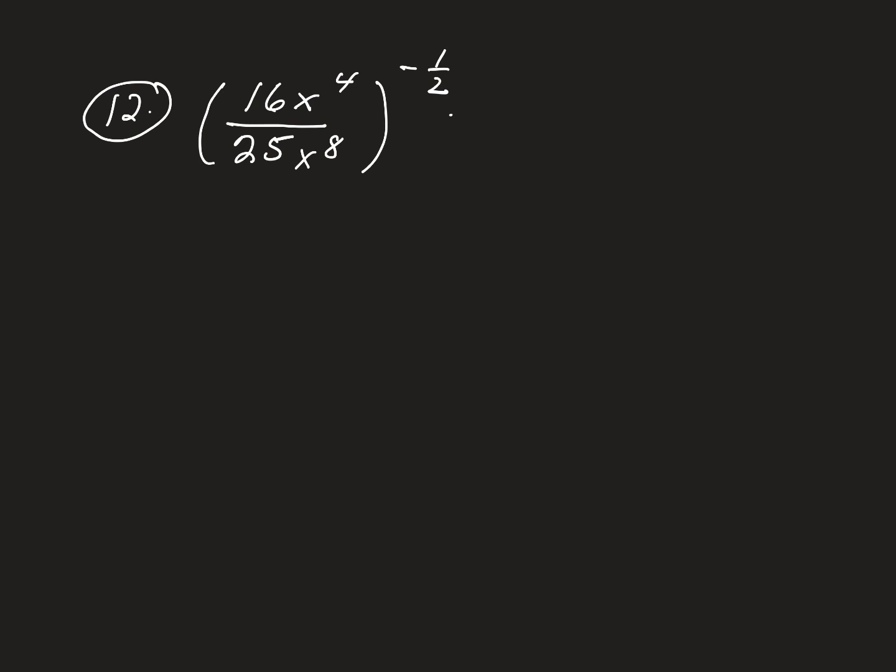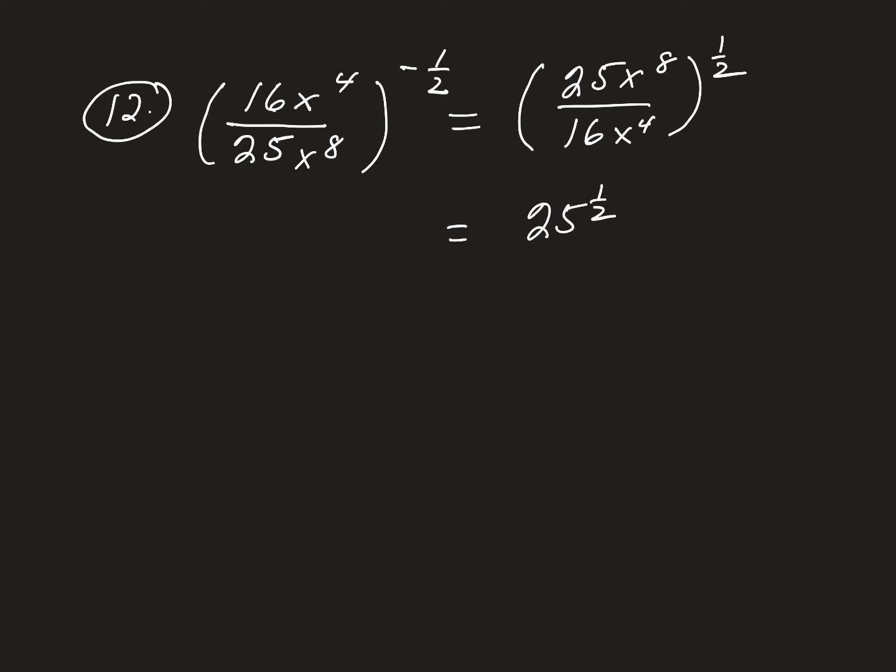Okay, number 12. The negative means to get the reciprocal. So I'm going to write 25x to the 8th divided by 16x to the 4th raised to the 1/2. So you have 25 raised to the 1/2. You have x raised to the 8 times 1/2. You have 16 raised to the 1/2. And you have x to the 4th times 1/2.